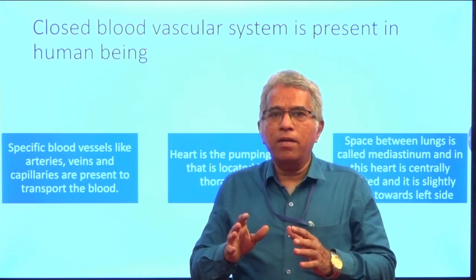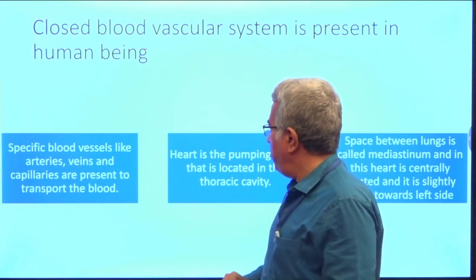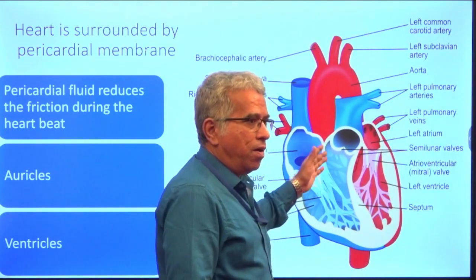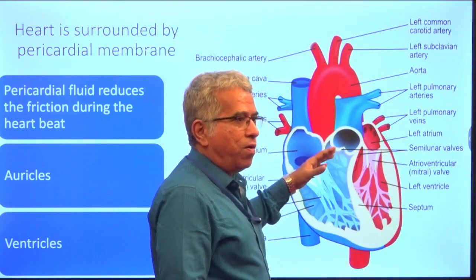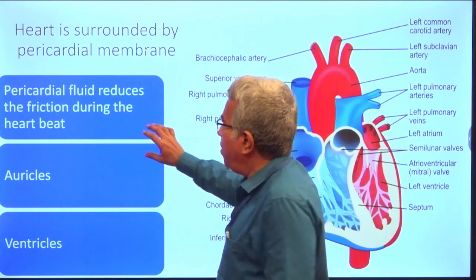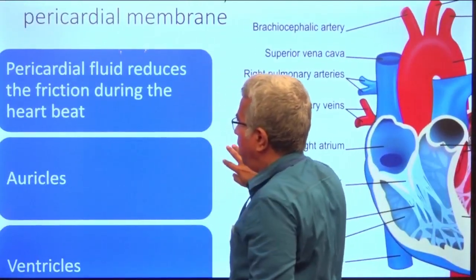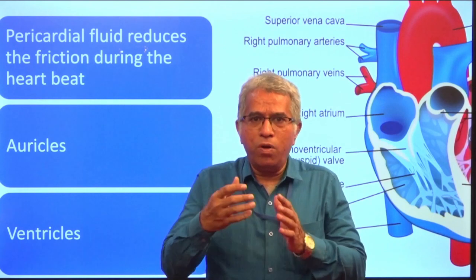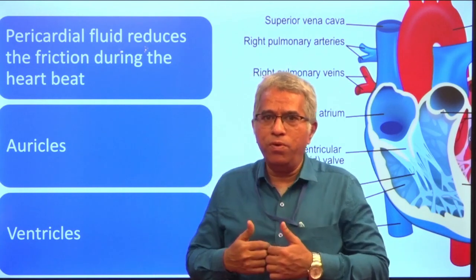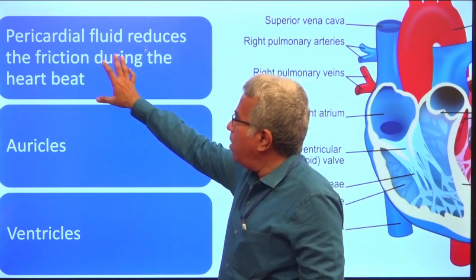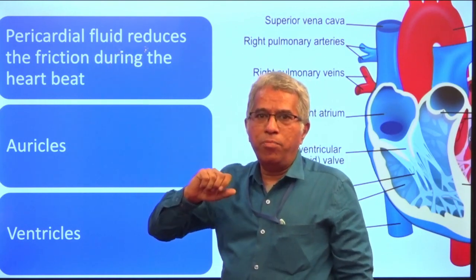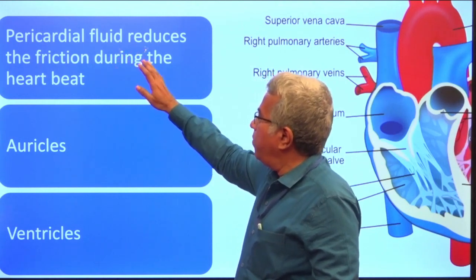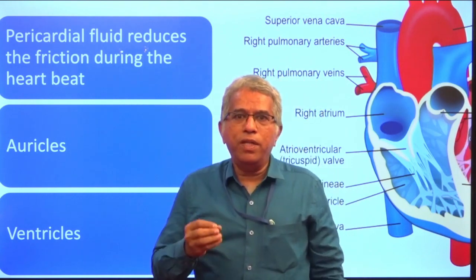And it is surrounded by one membrane, and that membrane is called pericardial membrane. Here you can see the heart, and this heart is surrounded by one membrane called pericardial membrane. And this pericardial membrane protects the heart. And apart from that, heart is protected by one more bone called sternum, which is called a breastbone. And the pericardial membrane includes pericardial cavity, which is filled up with one fluid called pericardial fluid. And this pericardial fluid reduces the friction during the heartbeat.